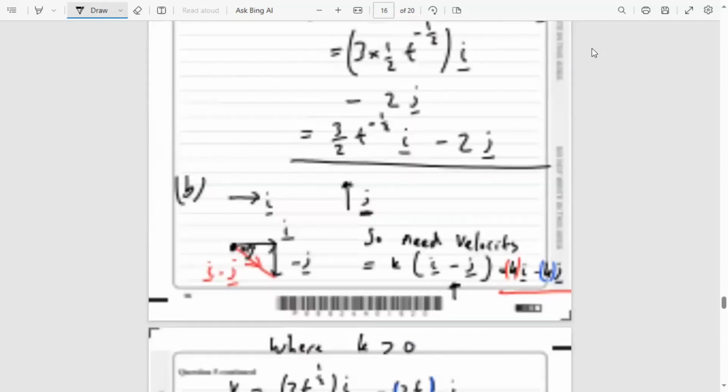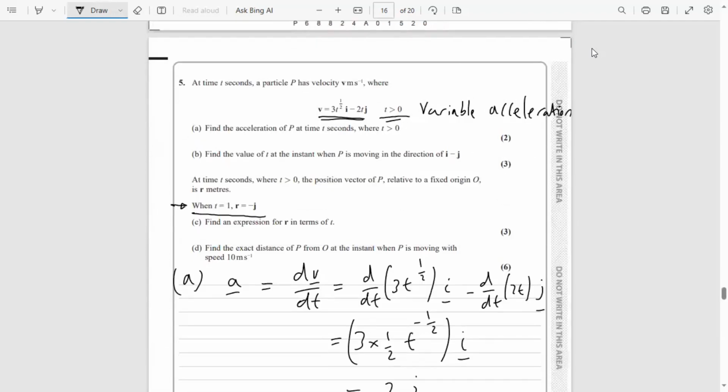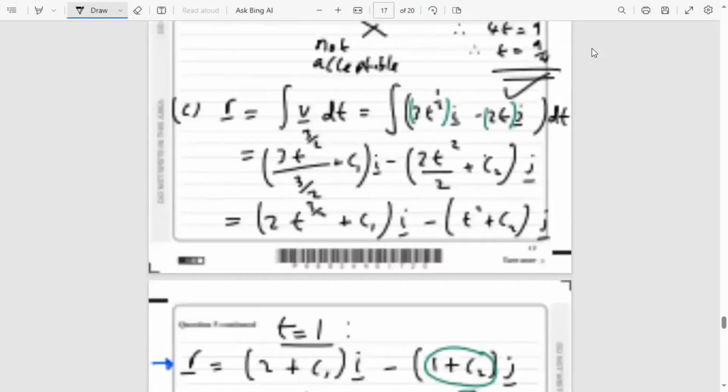So the question, let's just go back to the question to remind ourselves. The question is, find an expression for r in terms of t. Find the position vector in terms of the variable t.